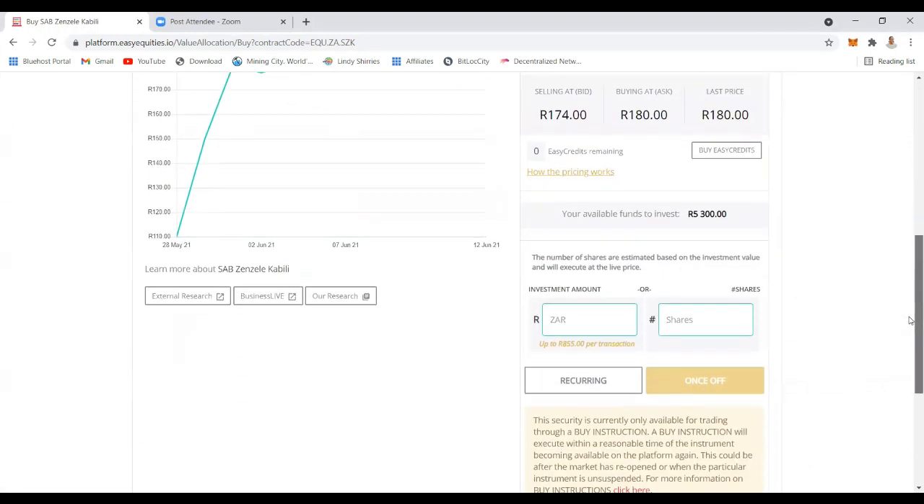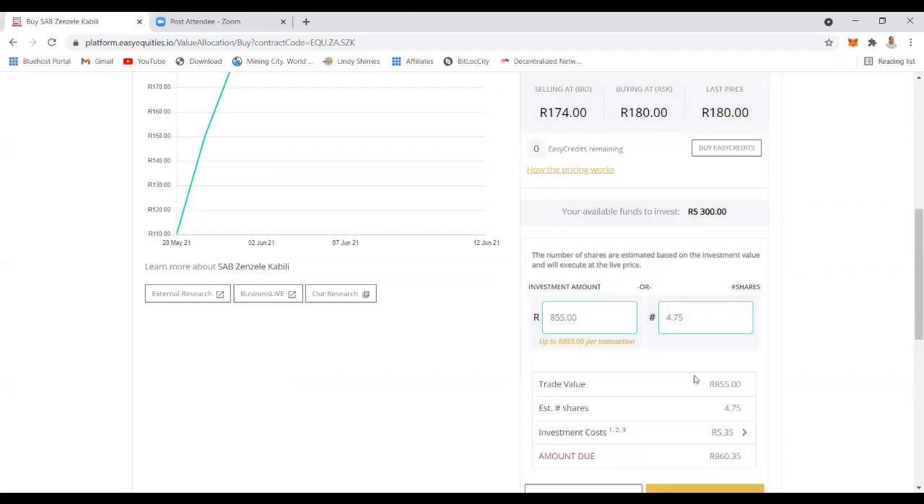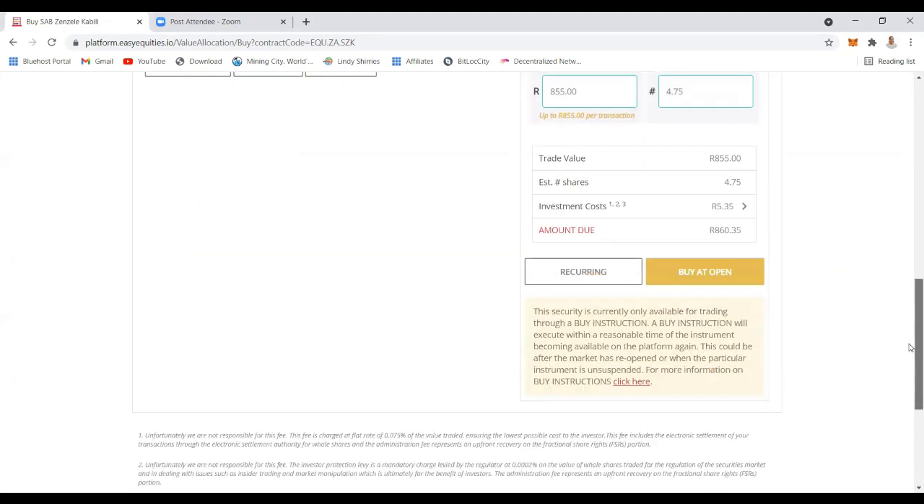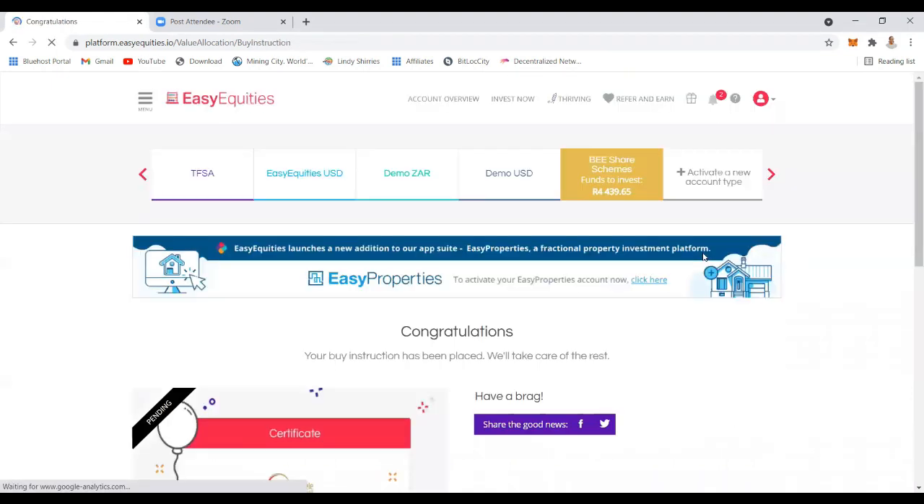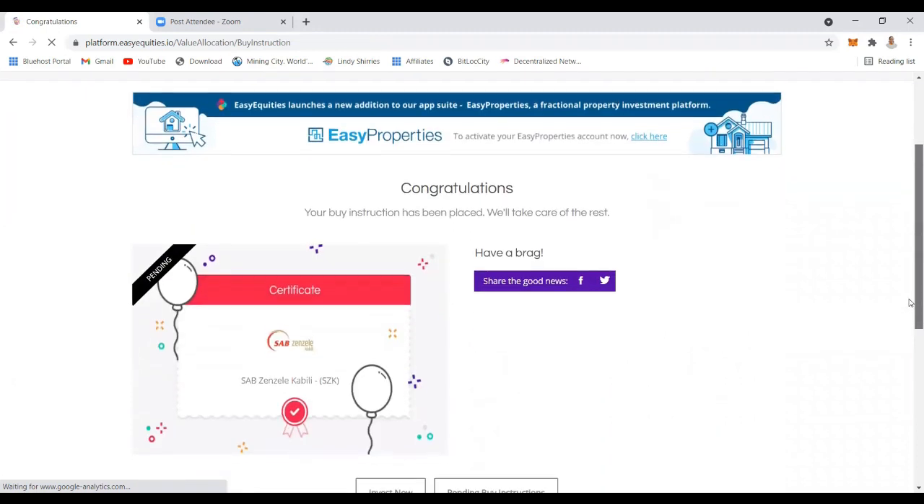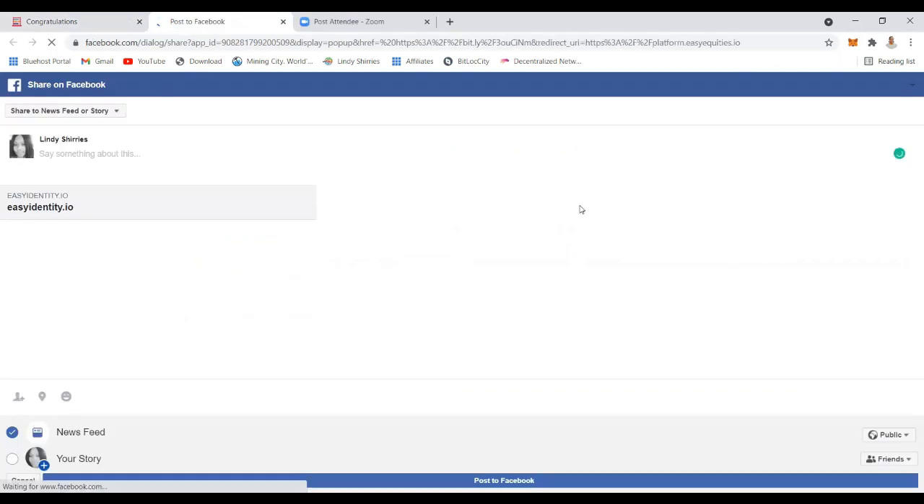The market is closed because I'm buying on a weekend, but you can continue buying, and the order will be processed during the day on Monday. Then I specify the amount that I want to buy. Do remember that you can only buy for 855, so if you have more money than that, you'll have to do multiple transfers. After buying, you're given a certificate to show you that you have bought the share. Since it's a weekend, you see pending on your left hand side. On Monday, when the stock market opens, you can check and see if it's processed.